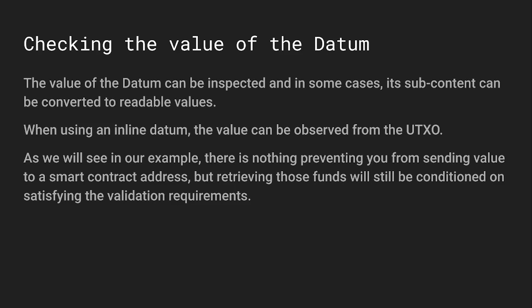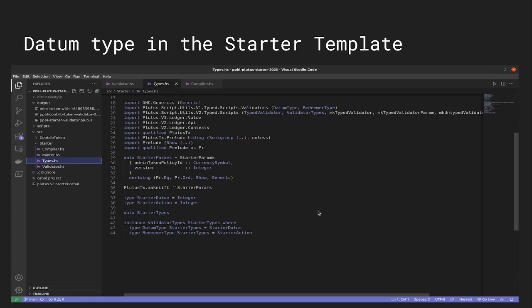There is nothing preventing you from saving data using a datum. However, when you are trying to retrieve those funds, there will still be conditions on the parameters of your validator. So you may send funds and be unable to retrieve them if you do not respect the type of your datum. In our case, we'll be looking at the starter template, which you'll have seen linked in the module description, and I will also show you right away where to find this template.